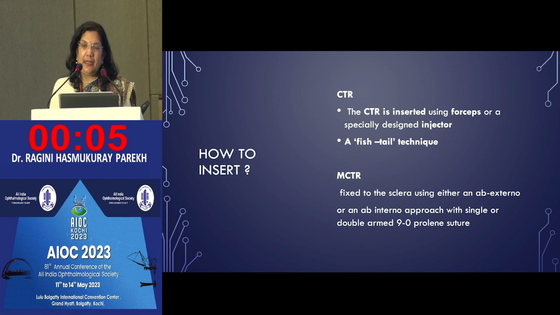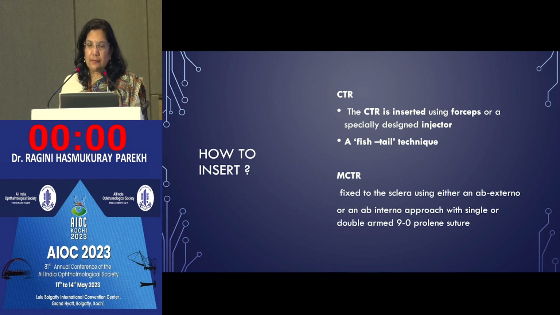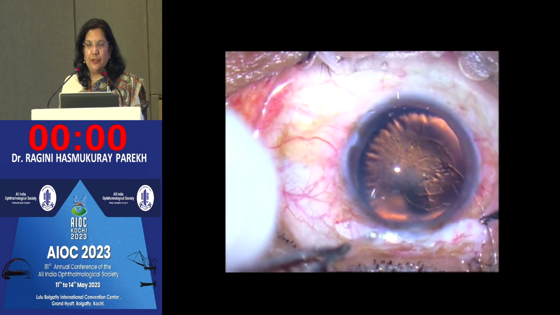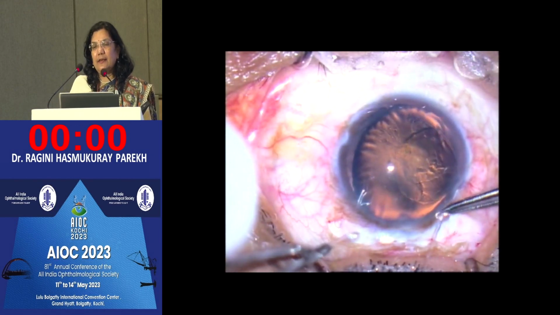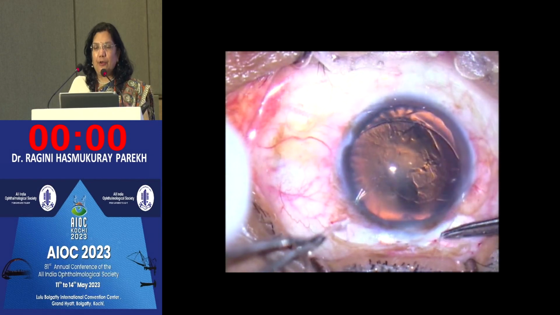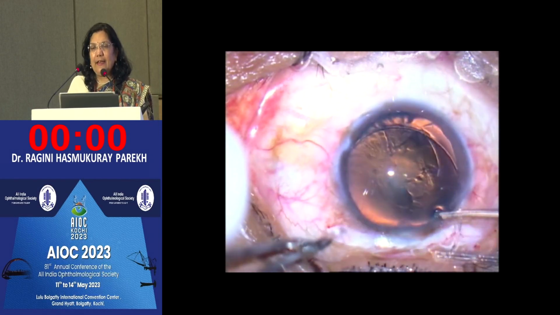How do you insert a ring? It can be inserted using a forceps, or either an ab externo or an ab interno technique. So this we will be seeing in the video. You can insert it like this. It is circular, so you hold the other end and you thread it.